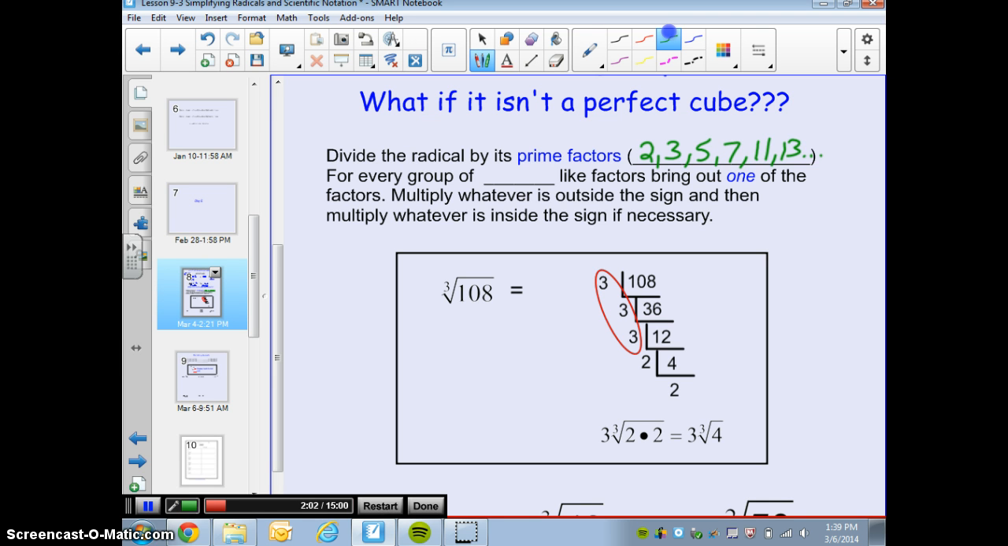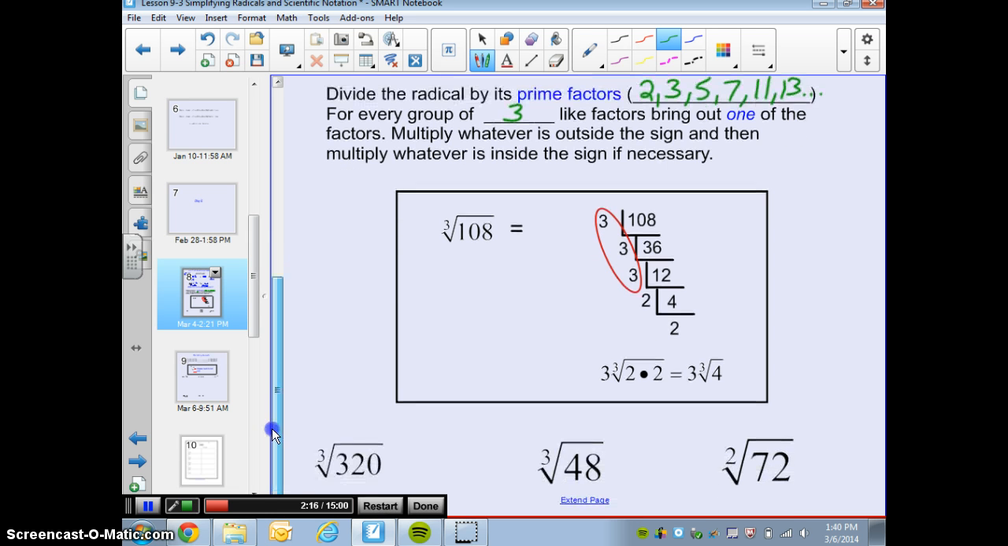Now this time, since we're talking about cube roots, instead of circling every pair, we're going to circle every group of 3 like factors and bring that outside of the radical. Whatever's left over is going to get multiplied and left inside.